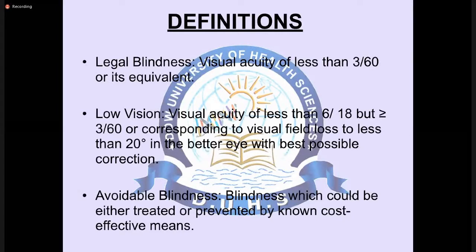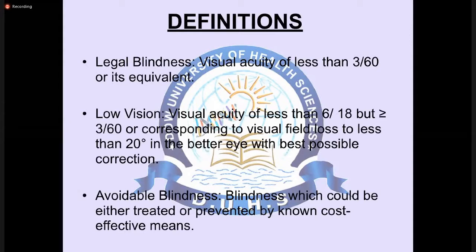Low vision: visual acuity of less than 6 by 18 but equal to or greater than 3 by 60, or corresponding to visual field loss to less than 20 degrees in the better eye with best possible correction. And avoidable blindness: blindness which could be either treated or prevented by known cost-effective means.